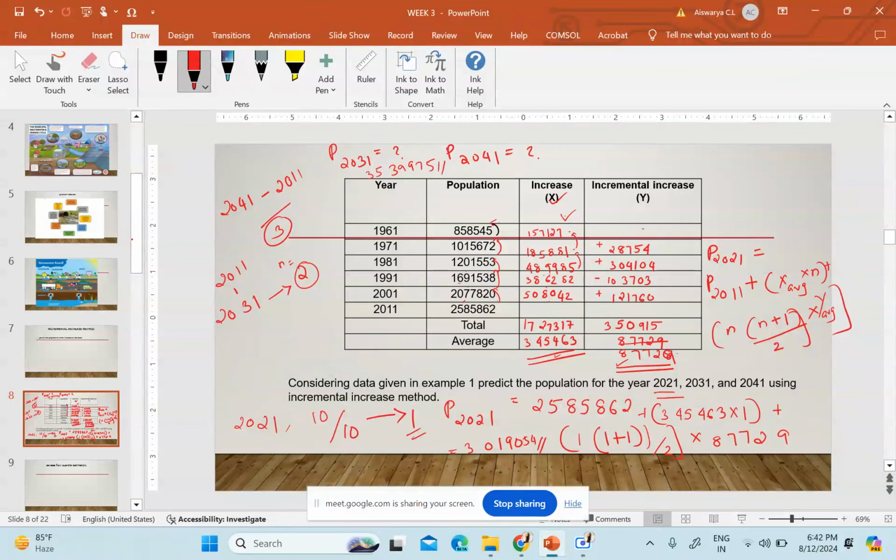N will be, see, for 2031, you have the known value of last year 2011. So you calculate how many years there are between 2011 and 2031. So you get 20 years.